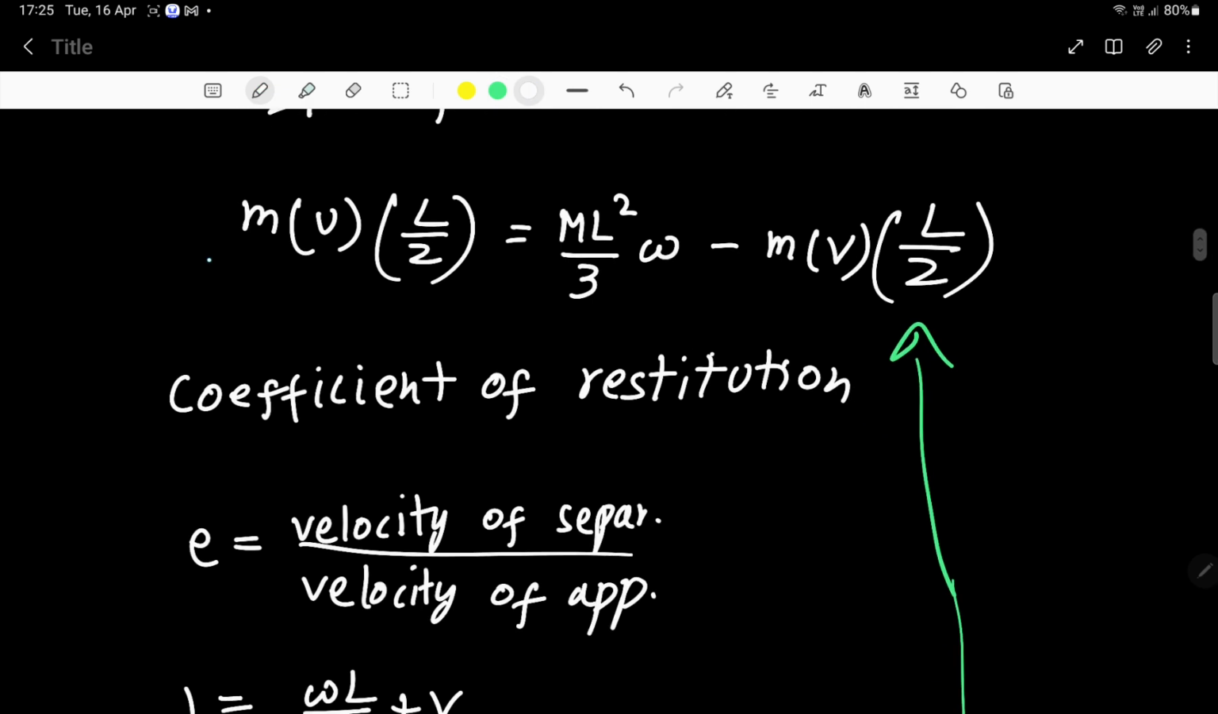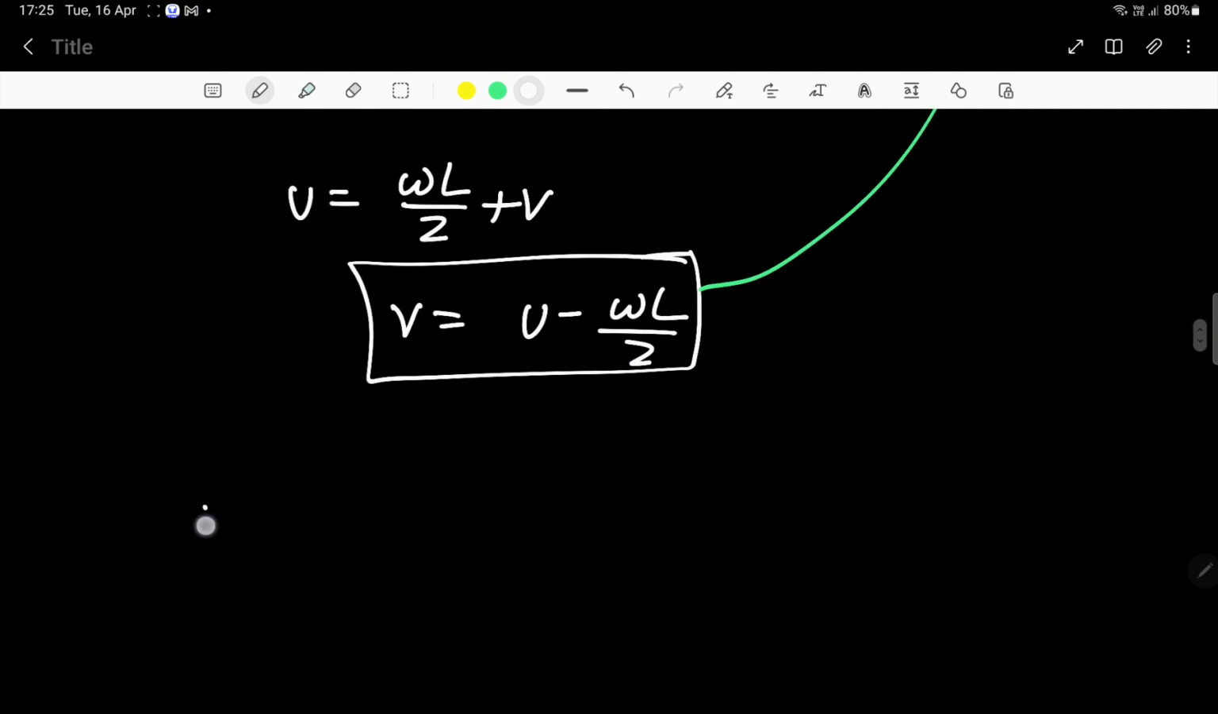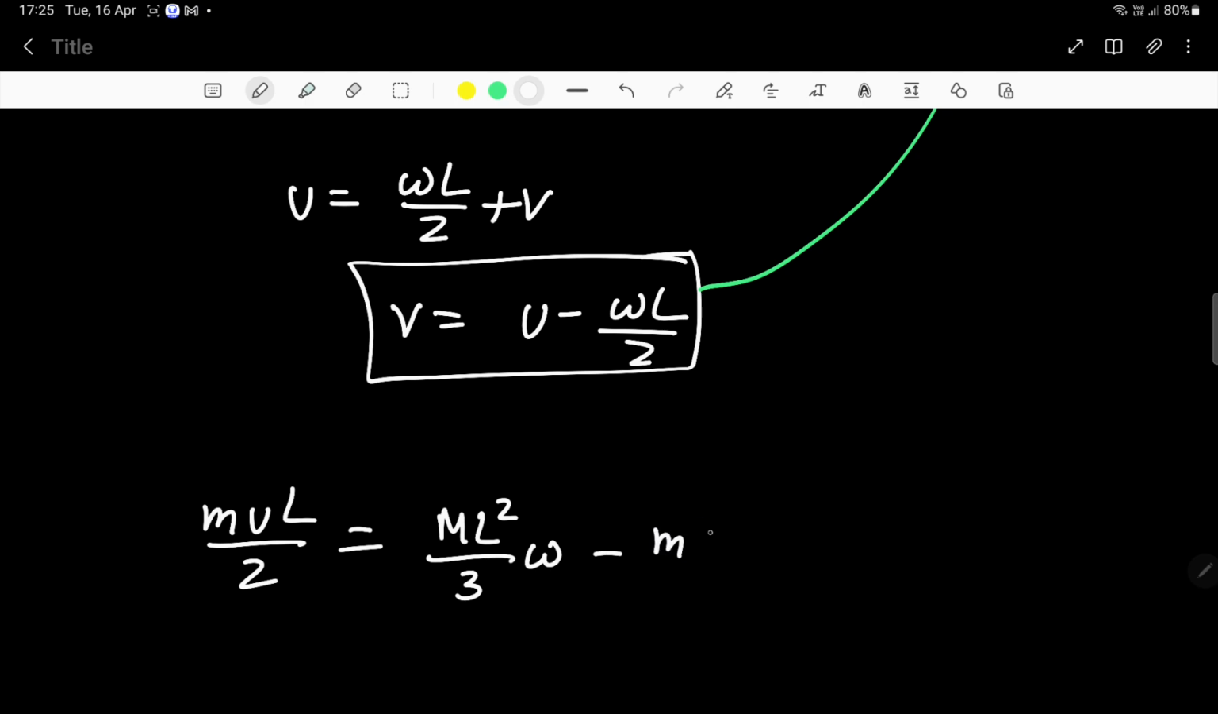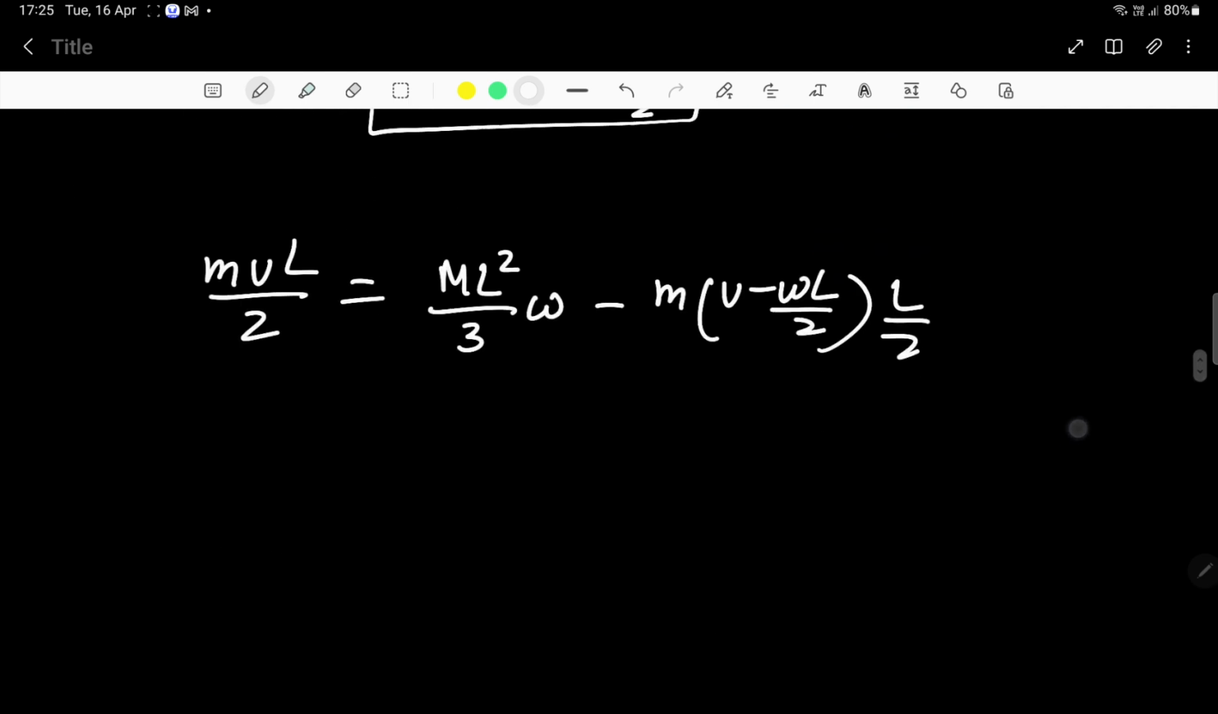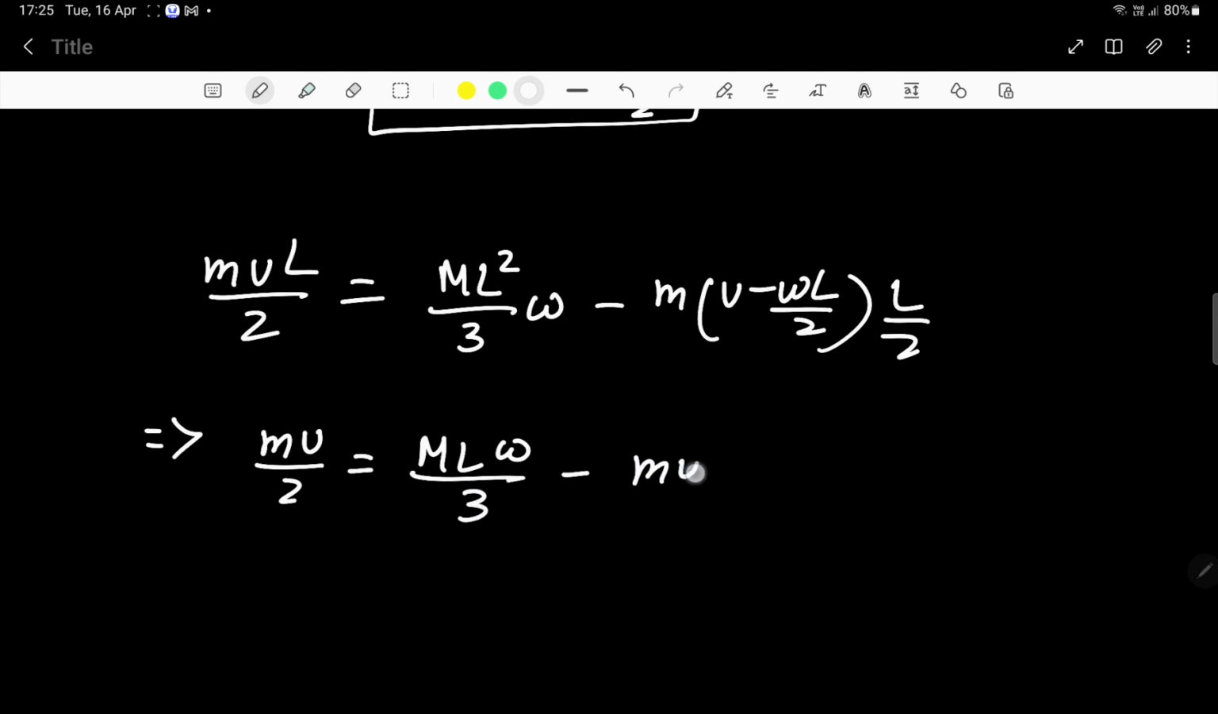So let me substitute it here. We got M u L by 2 is equal to M L squared by 3 times omega minus m times v, and v is this, so u minus omega L by 2, times L by 2. Have I written incorrectly? Yes, I have. Okay. Now it is just an equation, and we need to solve it. Let's divide the whole equation by L because we have a lot of L's here. So m u by 2 plus m omega L by 4.